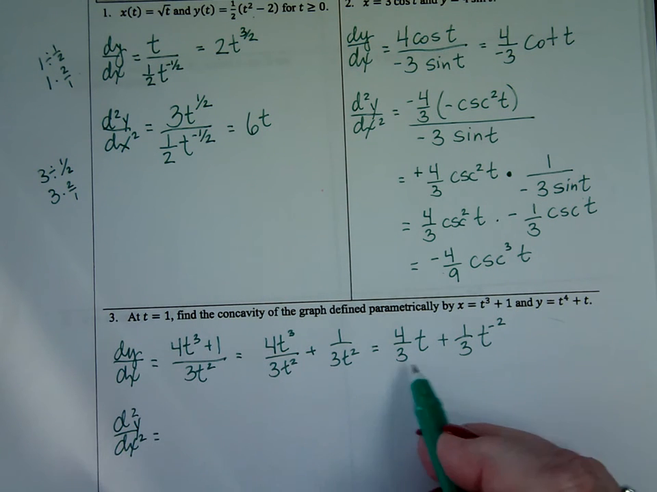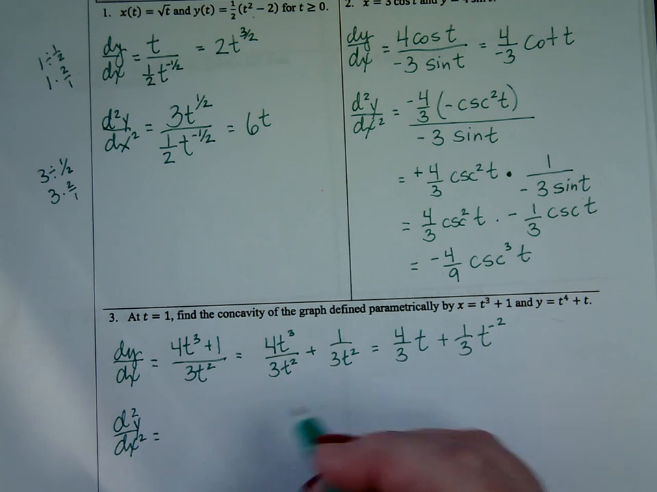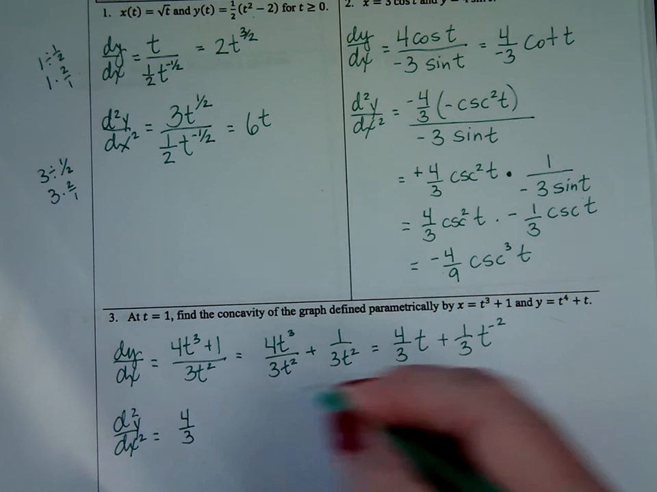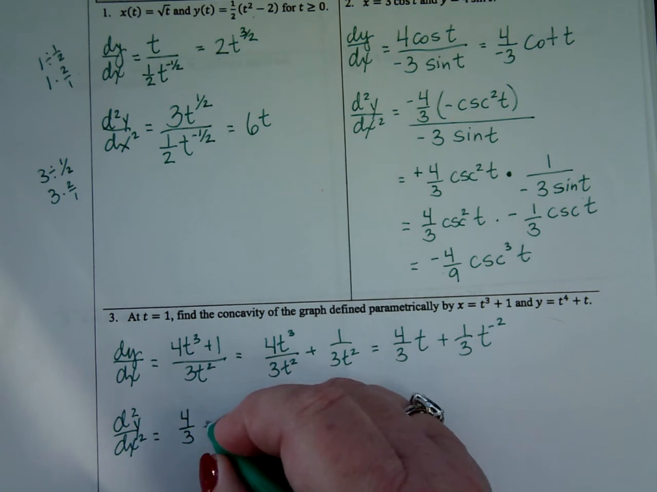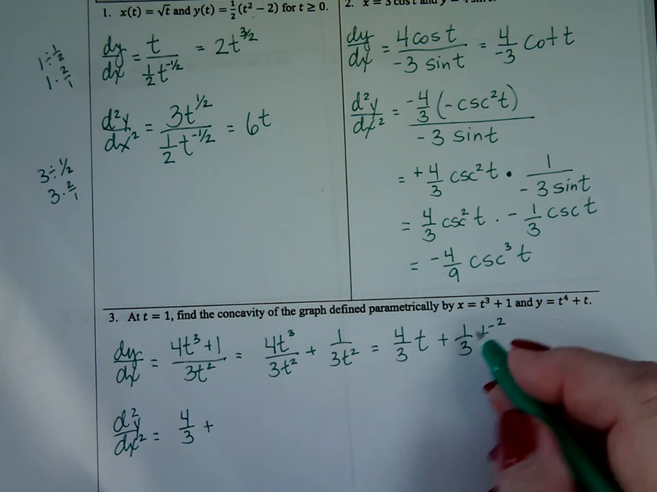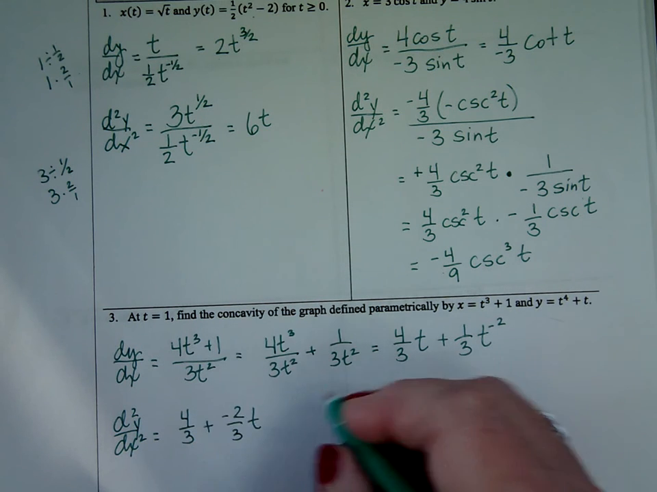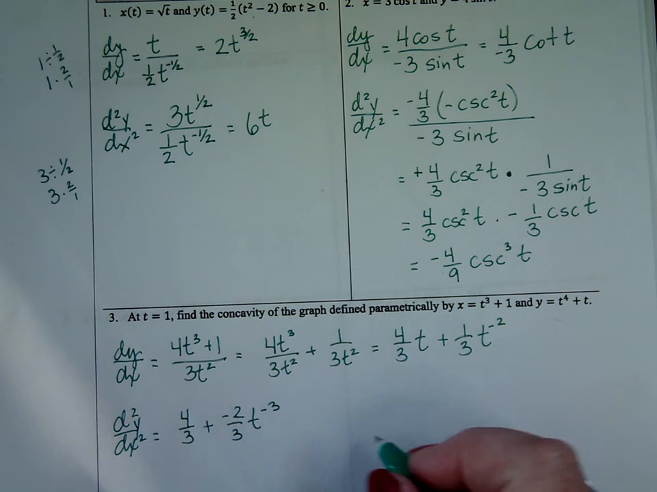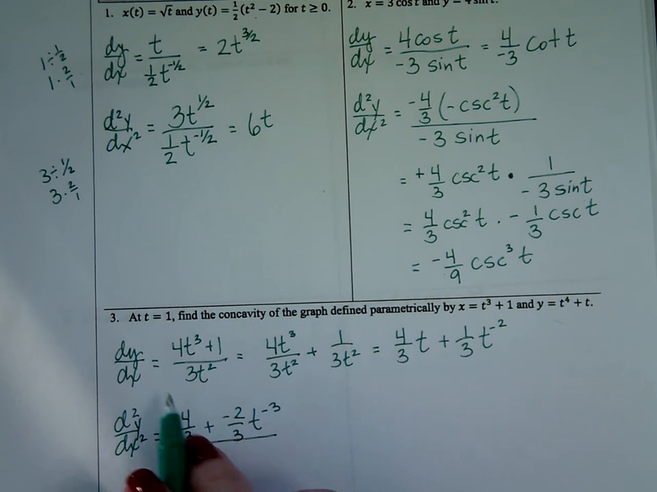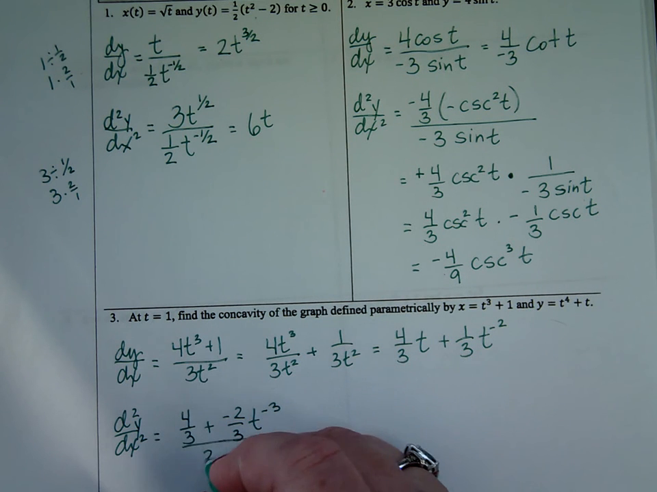Take the derivative of this. Well, the derivative of 4/3 t is 4/3, plus the derivative of this is negative 2/3 t to the negative 3. And all of that is over my dx here, which is 3t squared.